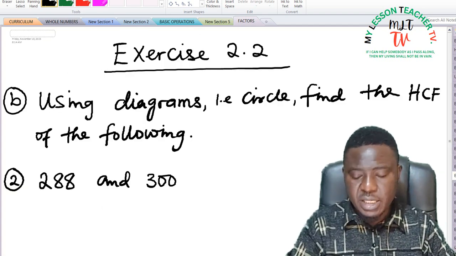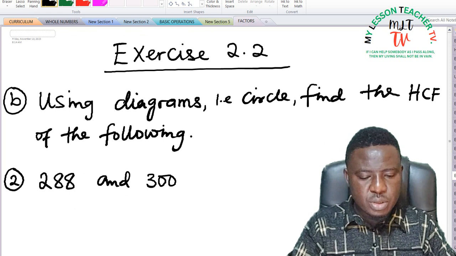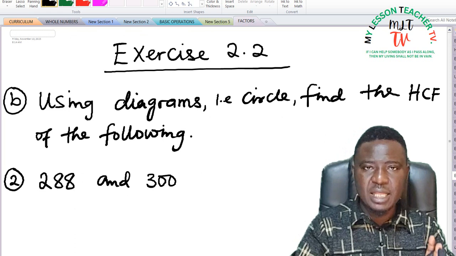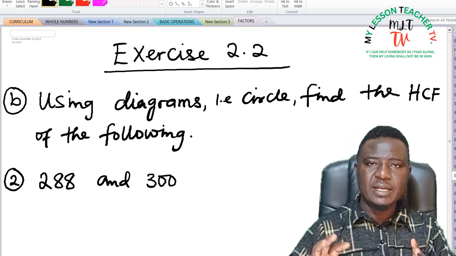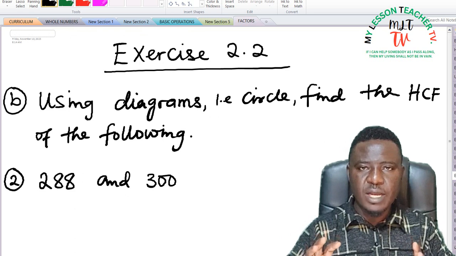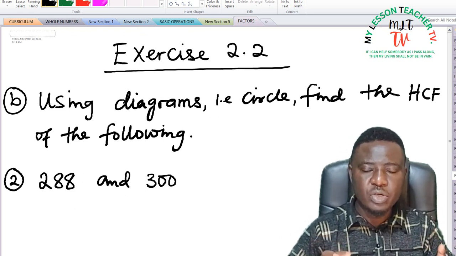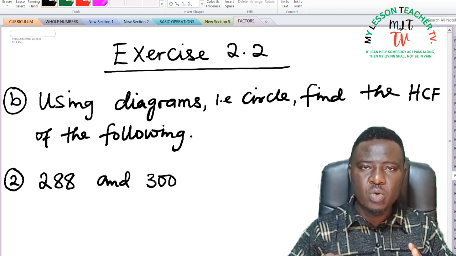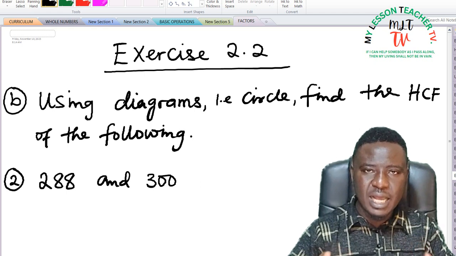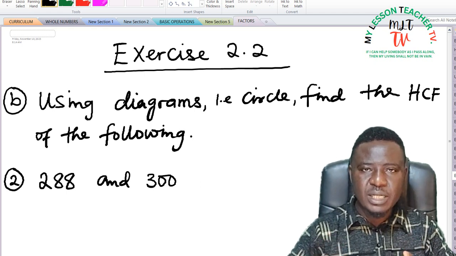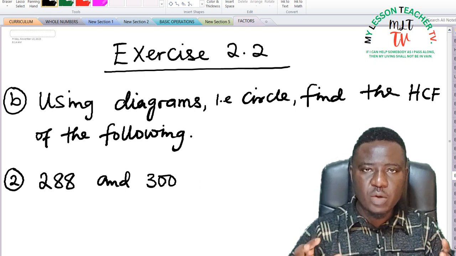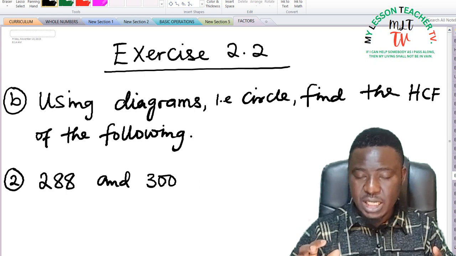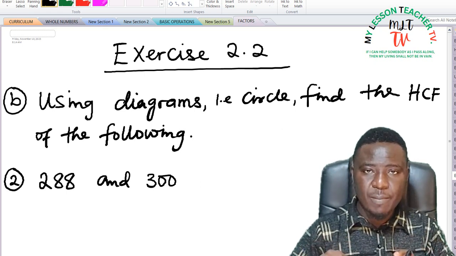Question 2 on this exercise: using diagrams, that is circles, we should find the HCF of 288 and 300. Just like I did in the first example, I'm going to express 288 and 300 as a product of their prime factors. Thereafter, I'm going to circle out all the common factors, and to represent them in a diagram, I'm going to draw two circles which will carry the prime factors of 288 and 300, and there's going to be an overlap.